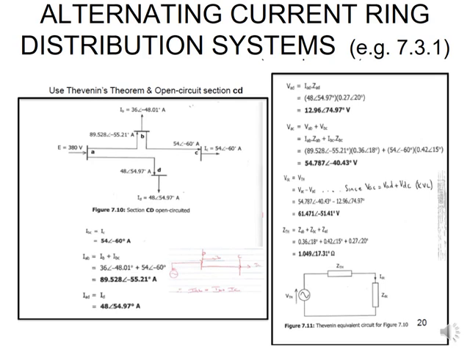Now, in the example in the textbook, they've chosen to open circuit your CD portion. You could also decide to open circuit your BC option. It doesn't have to be the one at the bottom that remains open circuited. Now, once you do the open circuit, we're going to utilize Thevenin's theorem in order to get that voltage across the open circuit place.